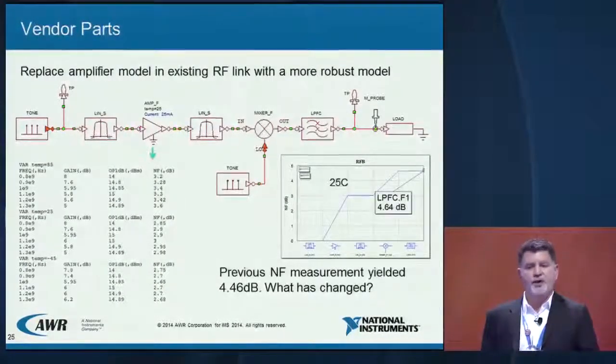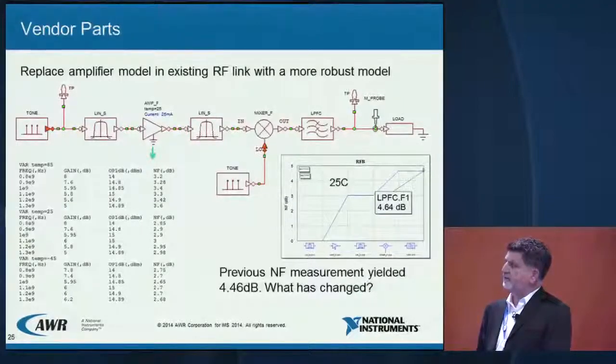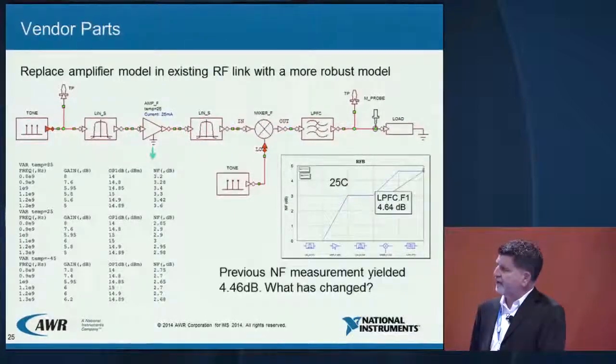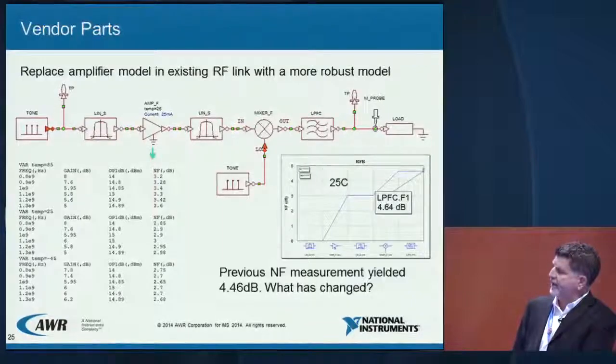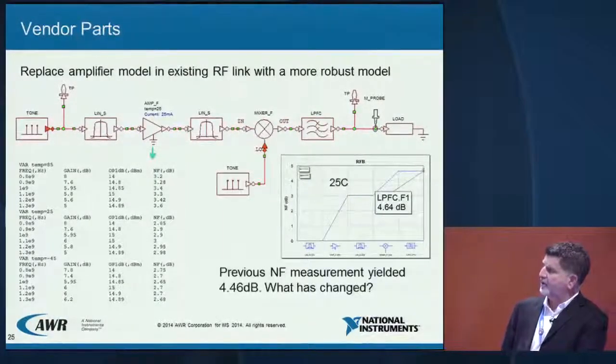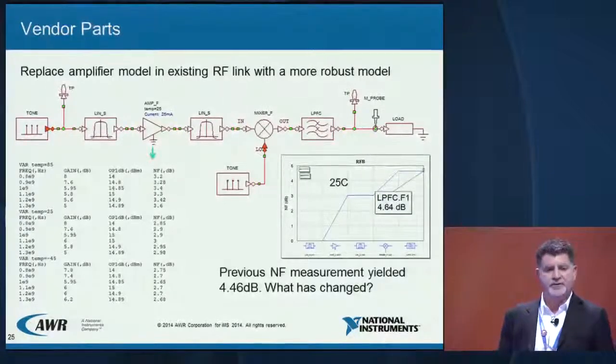Database meaning that it's going to reference a data file. You as a user accumulate this information and create a text file for the VSS model to understand. The text file consists of variables. So here's the temperature of 45 degrees, 25, or 85. I can't read that far. But for each temperature that I'm setting, I have a column of frequency, gain, P1 dB, and noise figure. I replace the fifth order polynomial with a database model, a vendor part, a commercial off-the-shelf component.